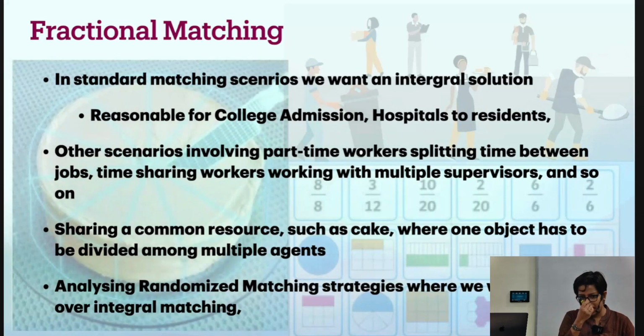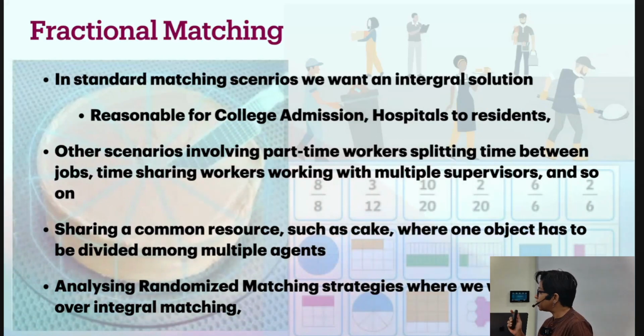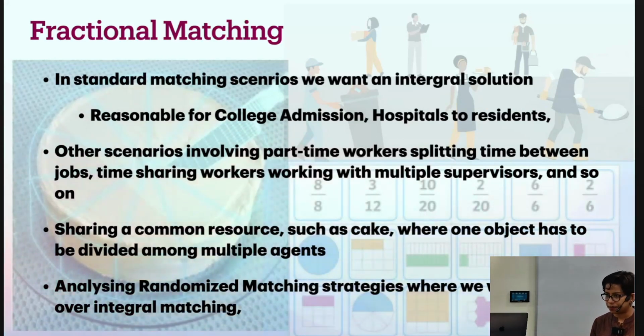Sometimes when you look at randomized outcomes, you are trying to think of them as a lottery or a mixed strategy, where each of the deterministic outcomes happens with some fraction of weight. So that's one other place where the fractional matching framework comes in very handy.